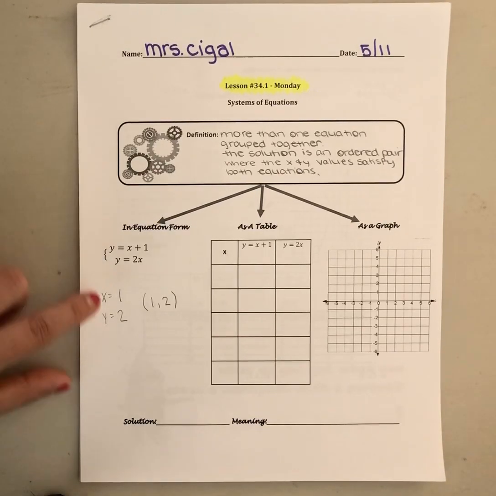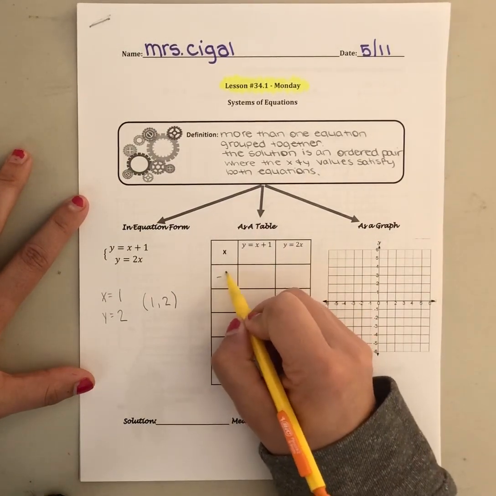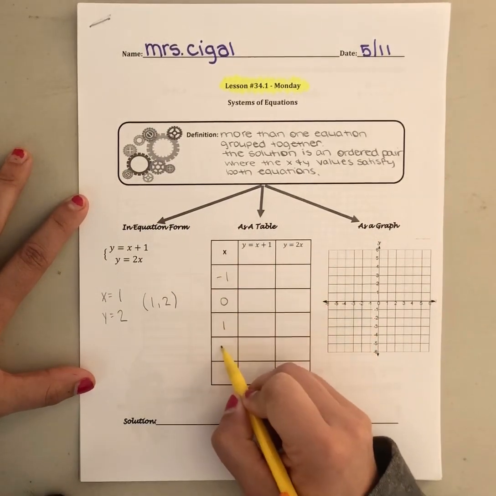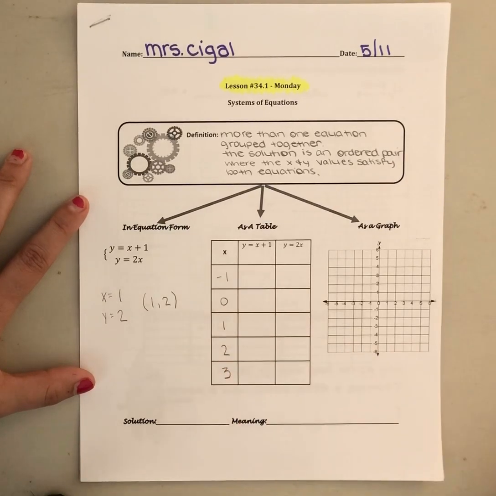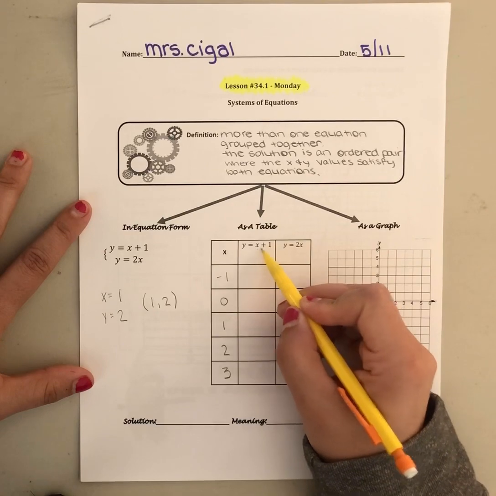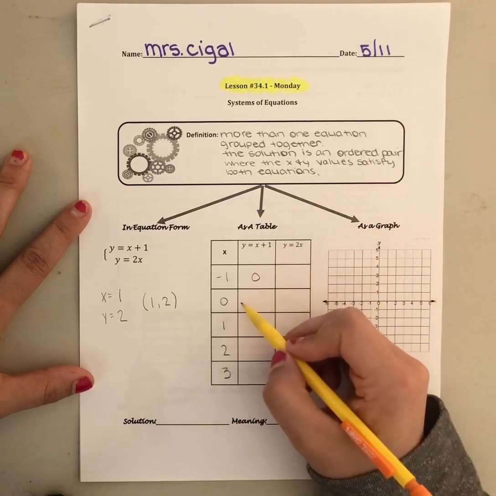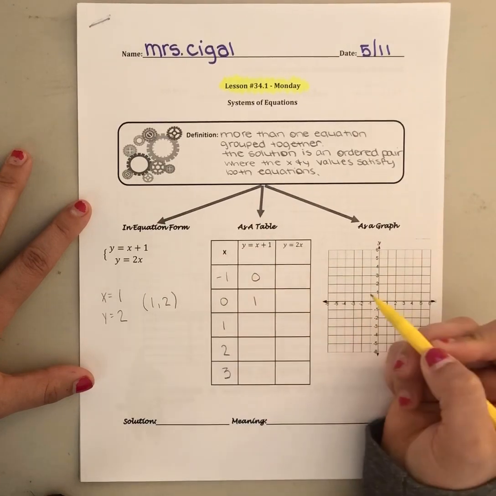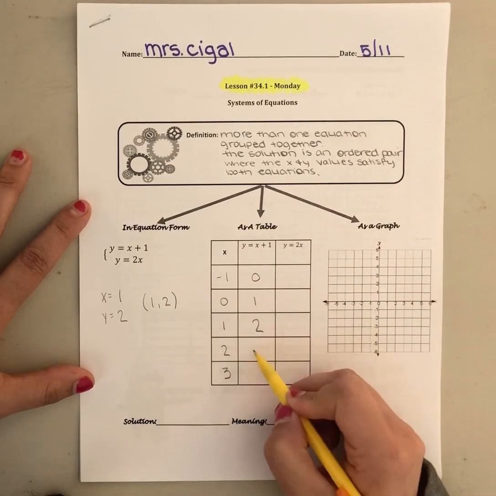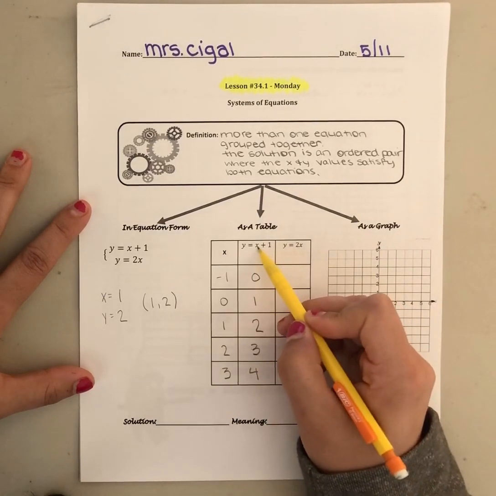So what I would prefer to do instead of guess and check is I would probably make a table. And we'd say, well, let's try a couple of different values and see what happens. See if we get close. So if I were to plug -1 into this first equation, -1 plus 1 is 0. 0 plus 1 is 1. 1 plus 1 is 2. 2 plus 1 is 3. And 3 plus 1 is 4. I'm just plugging it in here for x.